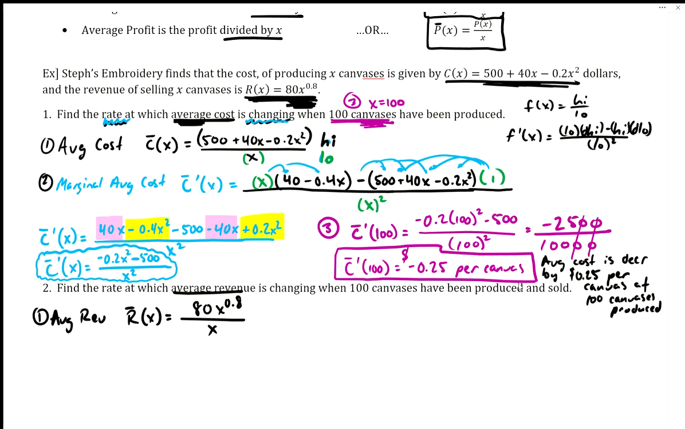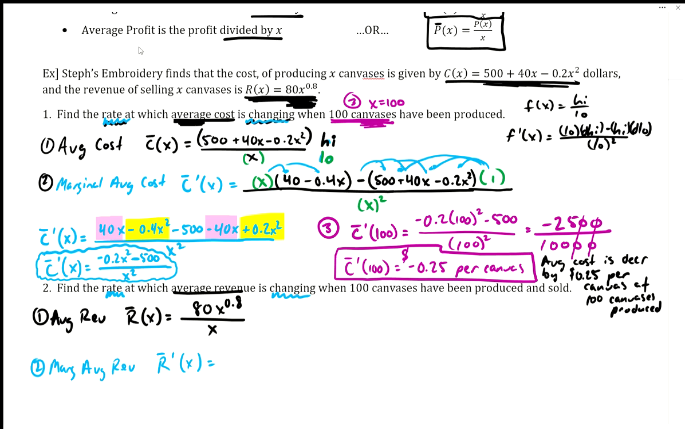Well, this one we could use the quotient rule on when we get to the second part. So our second part in blue. So again, as we see rates changing, that means do a derivative. So step two, we need the marginal average revenue. So just setting it up.